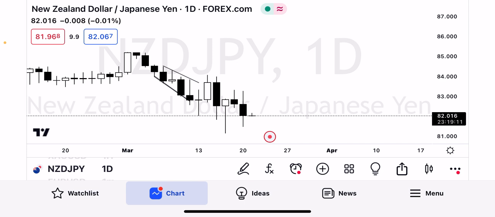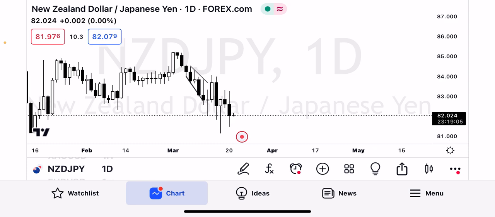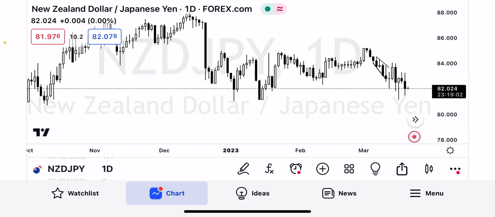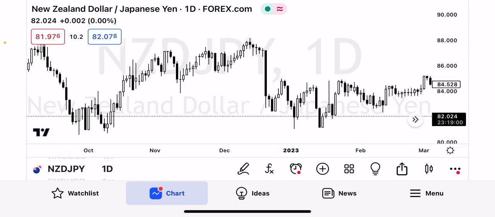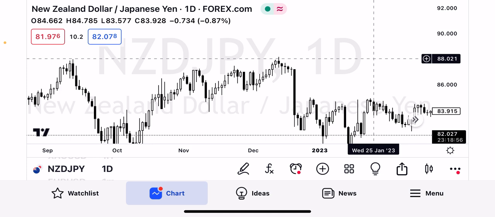There's a whole lot more to trading. There's a whole lot more to these charts we see. They represent a whole lot of information. As you grow, you are going to understand.